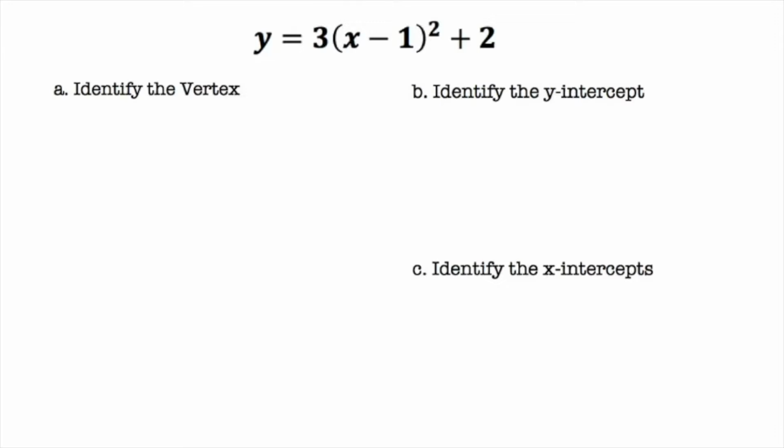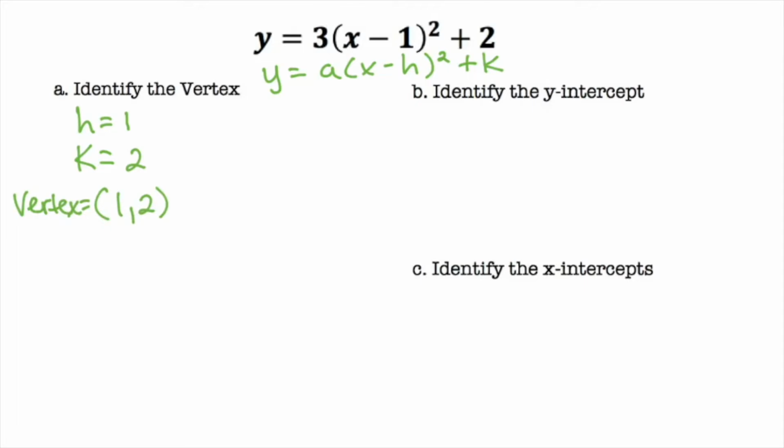Okay, so for this one, to find the vertex, we're going to remember the vertex form: y equals a times (x minus h) quantity squared plus k. H is positive 1 because that's part of the formula x minus h. And k would be positive 2 because it has plus 2. So that means our vertex is 1, 2, because x is h and k is y.